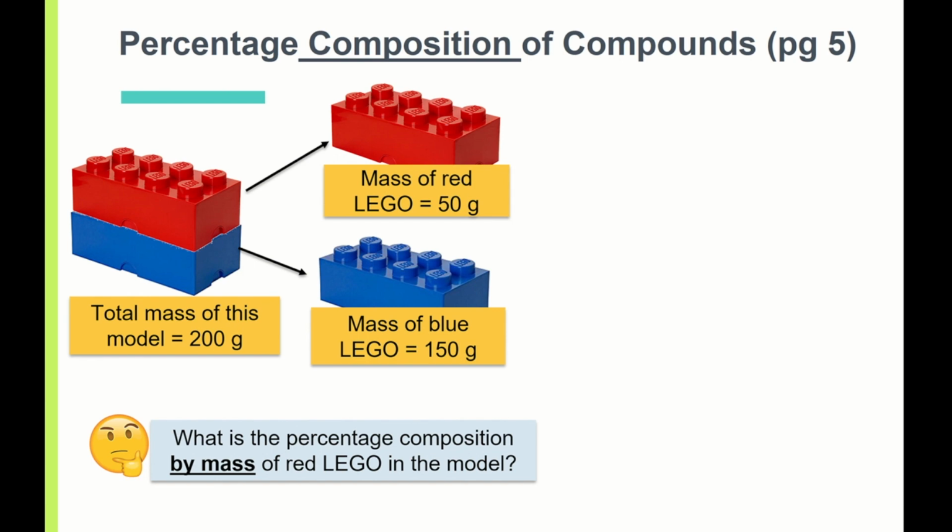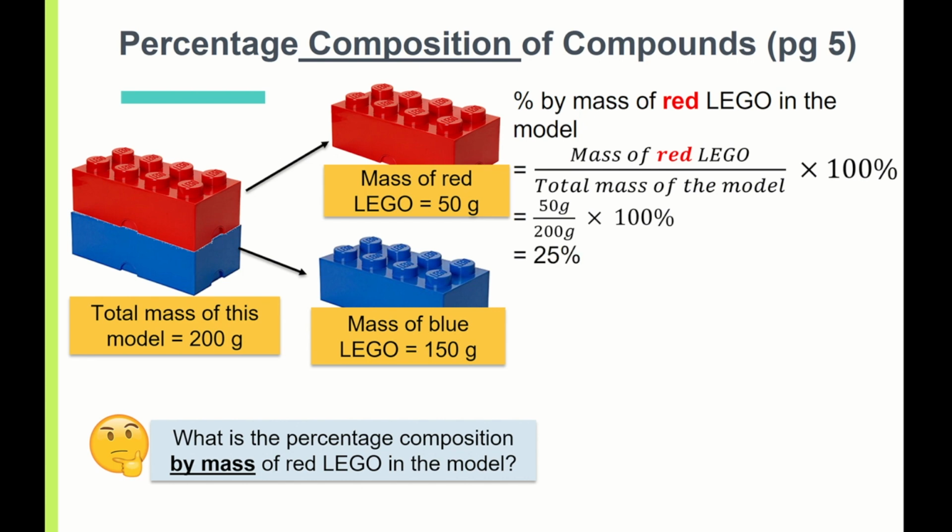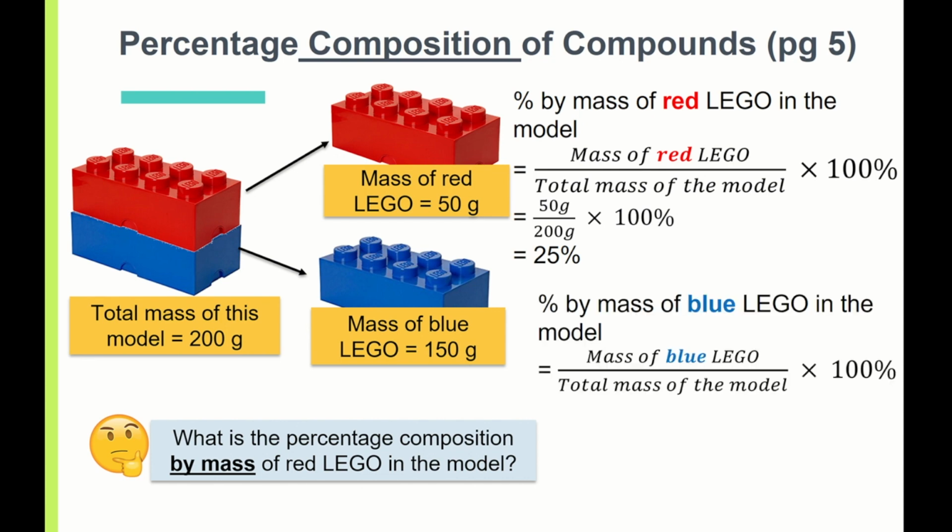So in this case, is your answer 25%? And how do you get 25%? Because you are using the mass of red Lego brick over the total mass multiplied by 100%. Now what about blue Lego? What is your answer for blue Lego? In this case, blue Lego is 150 over 200. So out of this 200 gram, 150 gram is contributed by the blue Lego. And therefore, the percentage by mass is 75%.